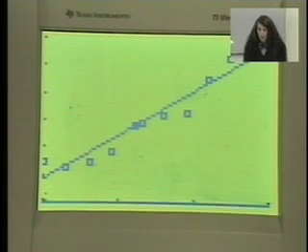Just to remind you, in order to do that little process where you press vars, you've got to press y equals first. And the regression line is superimposed over the scatter plot.